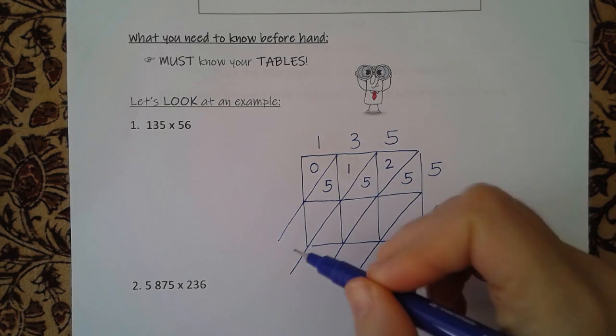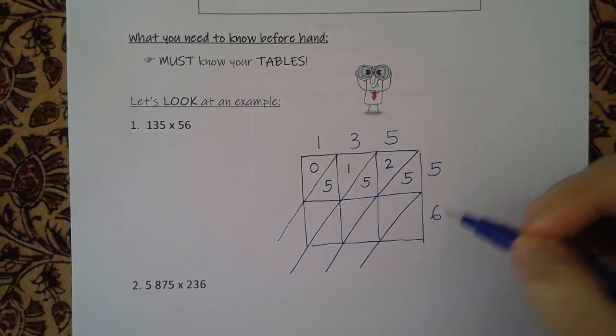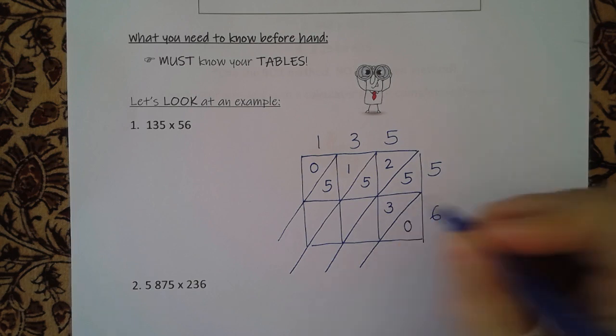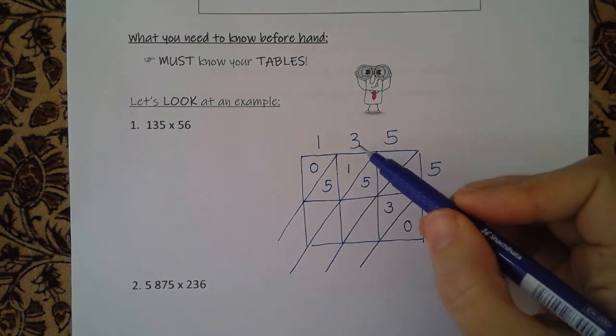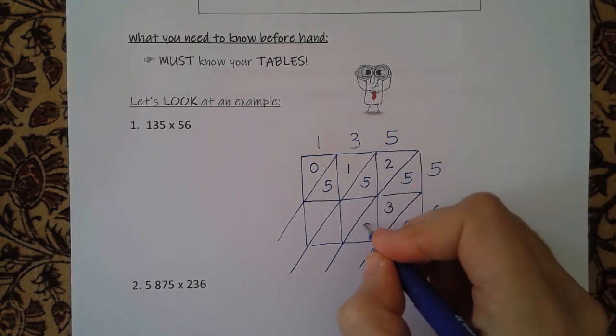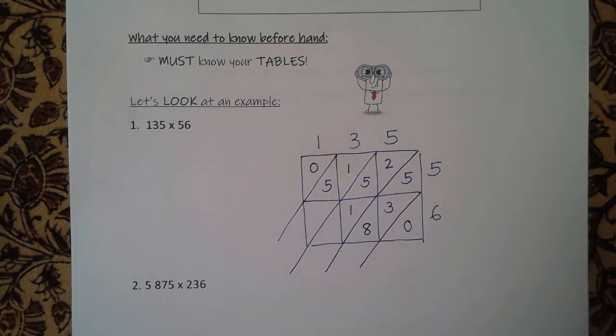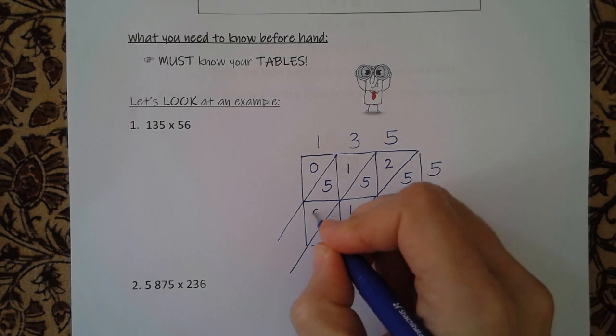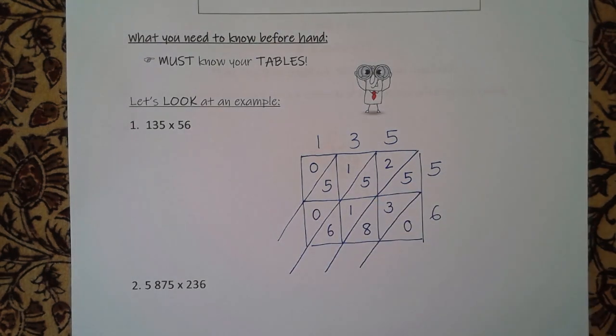Okay, then we go to the next row. 5 times 6 is 30. So 0 and then 3. So 0 by the units and 3 by the tens. 3 times 6 is 18. So 8 under the line and 1 above the line. And then 1 times 6 is 6. And there's no 10. So then that will be 0.